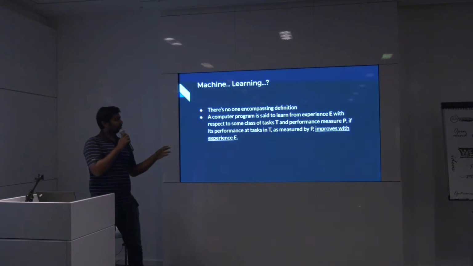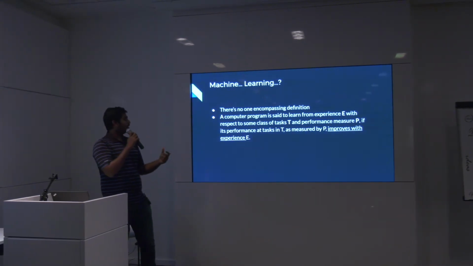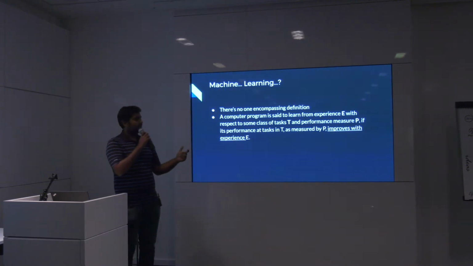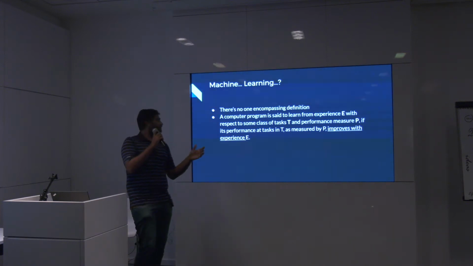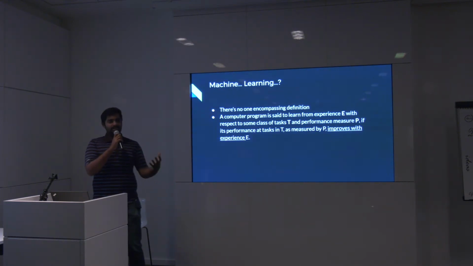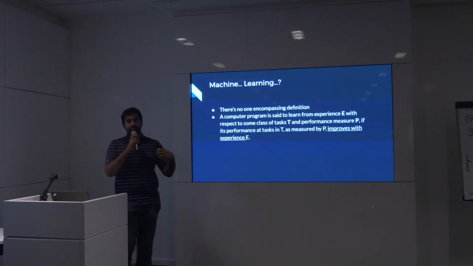A computer program is said to learn from an experience E with respect to some class of tasks T and a performance metric P if its performance in task T improves. Basically it means that you have a program that does a task, and you have a way of saying how good it is doing at the task.